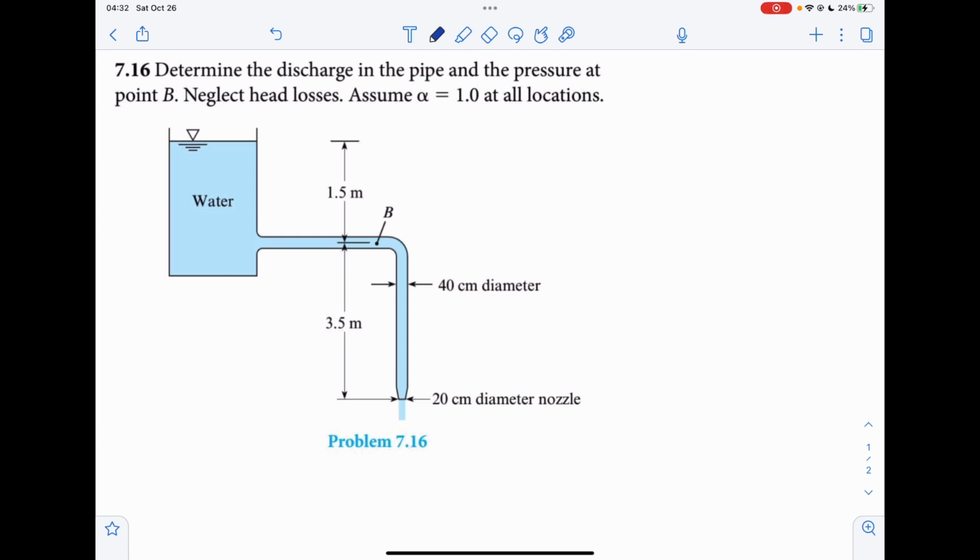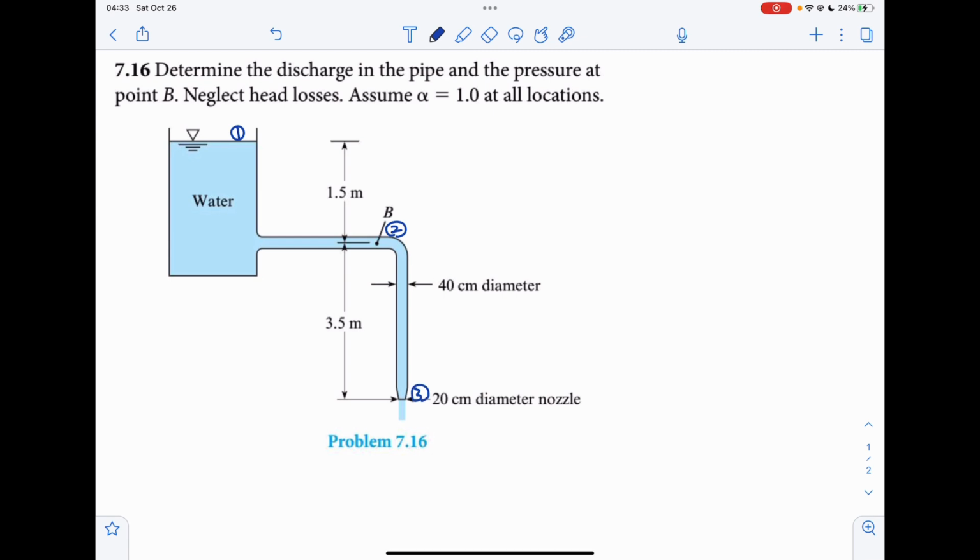So let's look at the first problem, 7.16. Determine the discharge in the pipe and the pressure at point B. Neglect head losses. Assume alpha equals 1 at all locations. For this problem we're going to use the energy equation for 3 points. Let's say the first point is at the water surface, the second point is at point B, and the third point is the outlet.